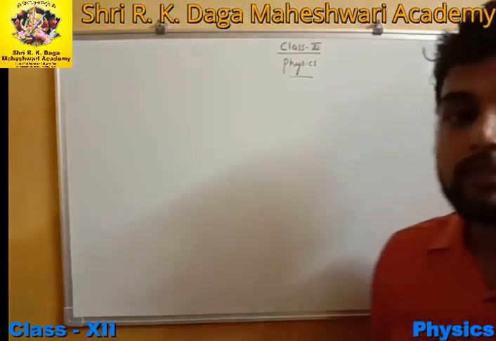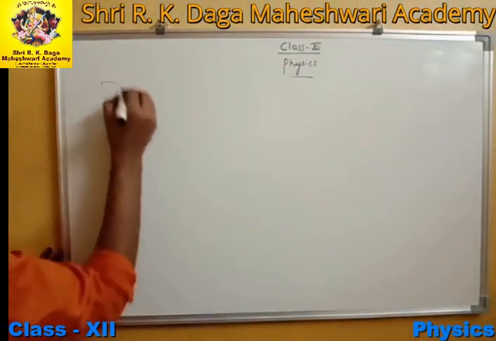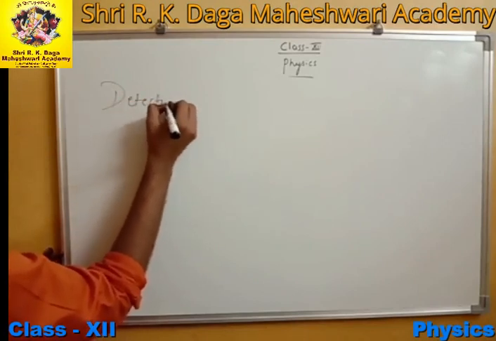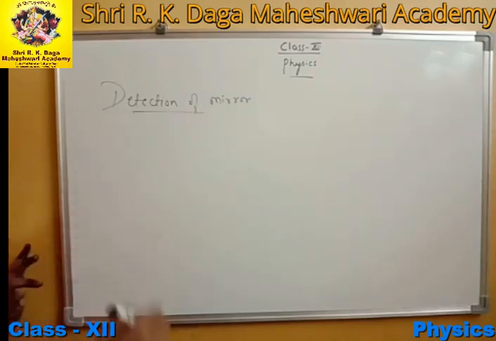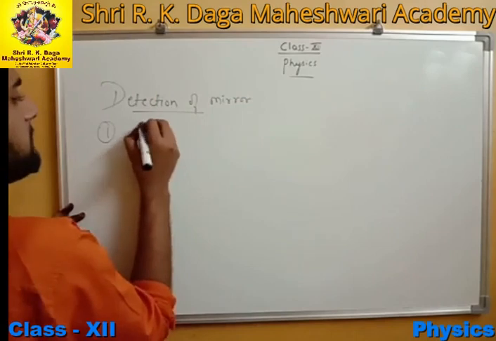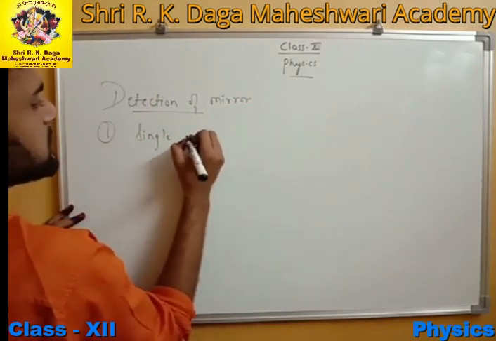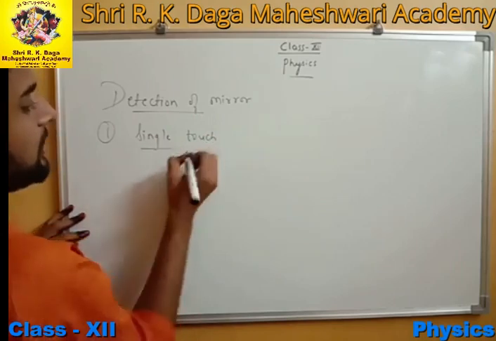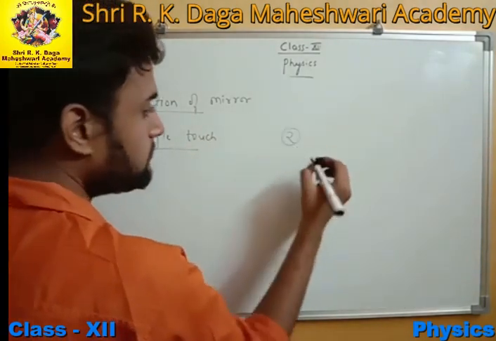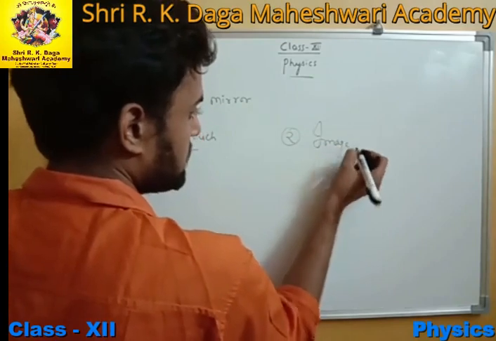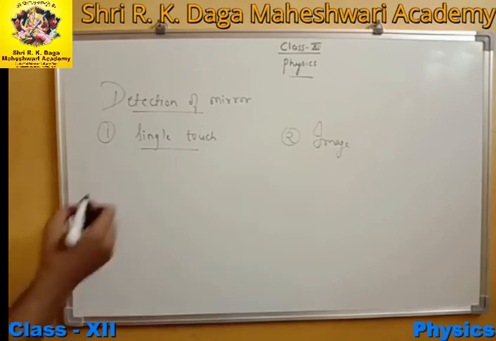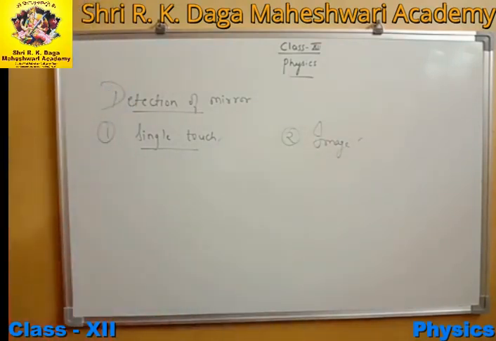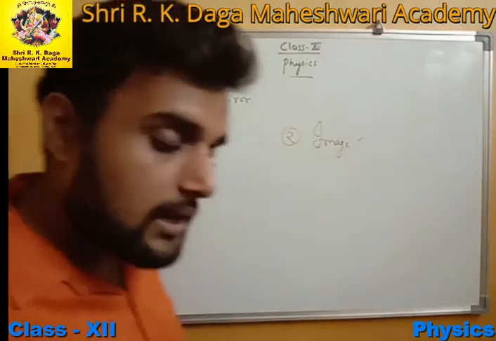Okay. The last topic of the reflection is detection of mirror. How we can detect the mirrors, either by touching them, what we call single touch method, or just by looking at the image. Okay. There are two ways by which we can identify the type of mirror, by single touch method or by image formed. So first of all we will discuss the single touch method.